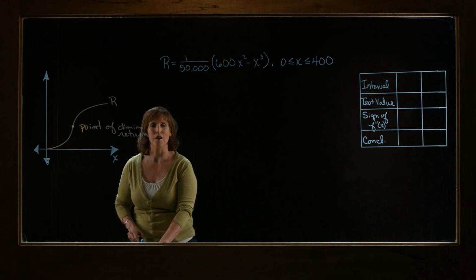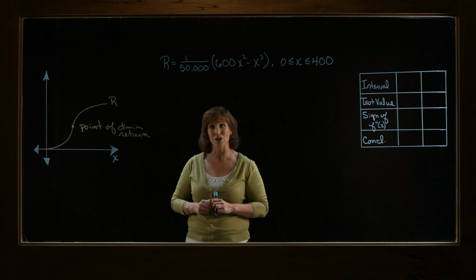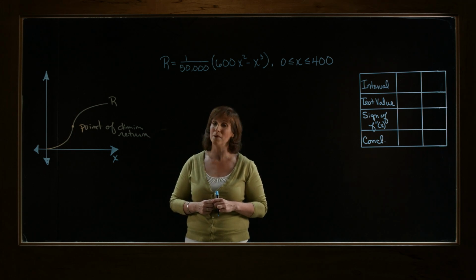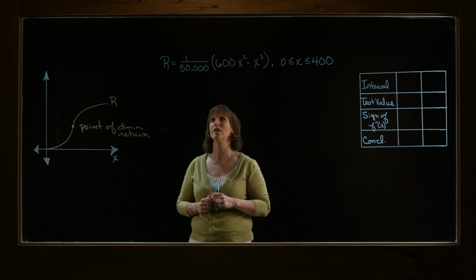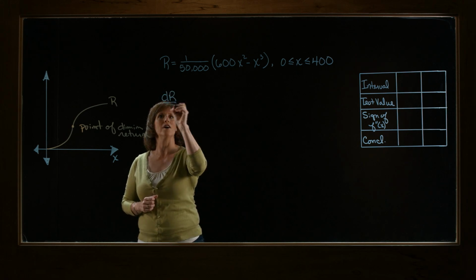So I'm given a revenue function. Because I understand now that the point of diminishing returns happens at the inflection point, I need to find the inflection point, which means I need the second derivative. So let's go ahead and look at dR/dx.